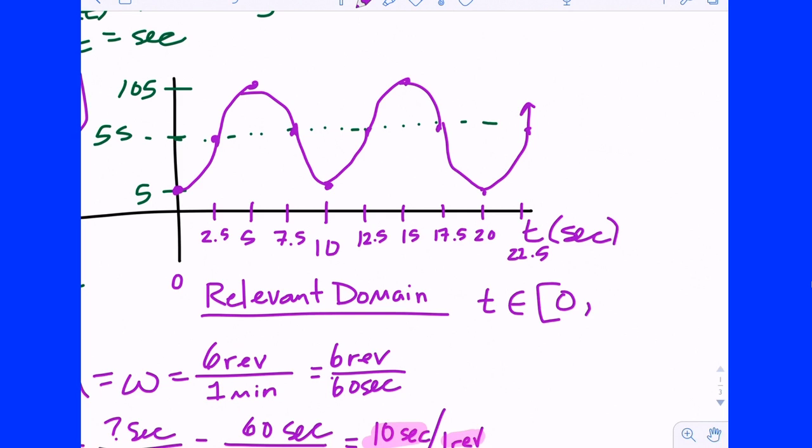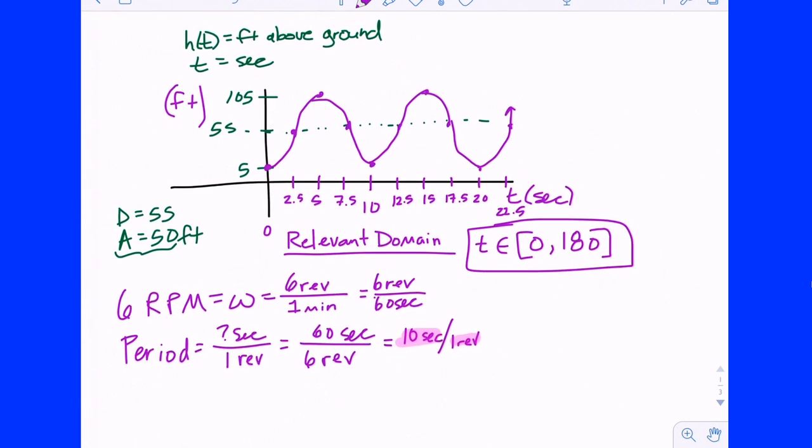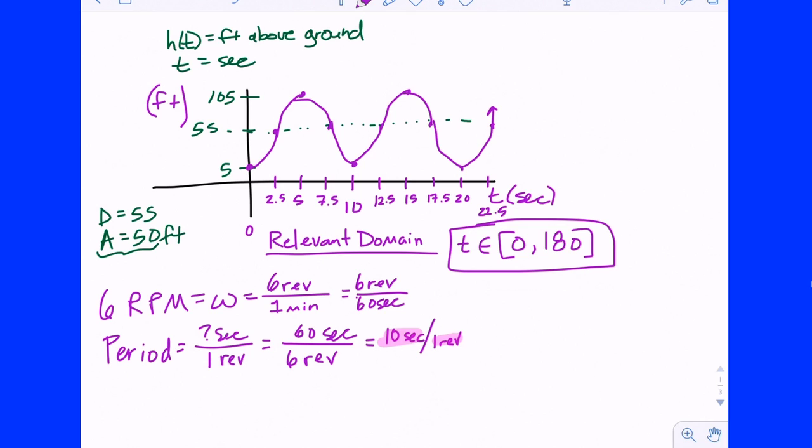0 and 3 minutes. We're measuring our t-axis in seconds, so 3 minutes is how many seconds? 180, yeah. So I might ask you for a relevant domain. The domain of the function is all real numbers, but we're talking about seconds on a 3-minute ride. So now notice this is kind of interesting.